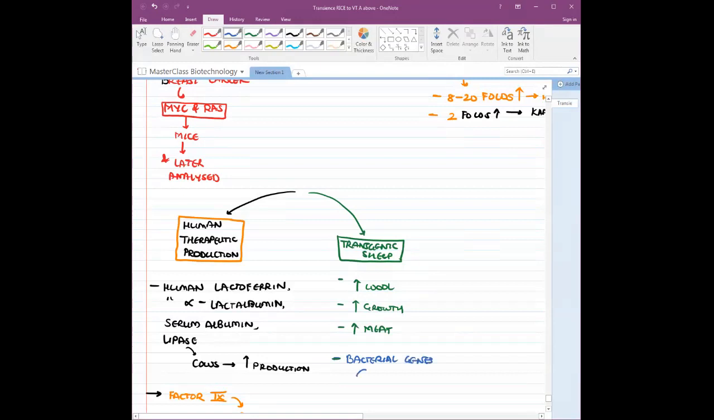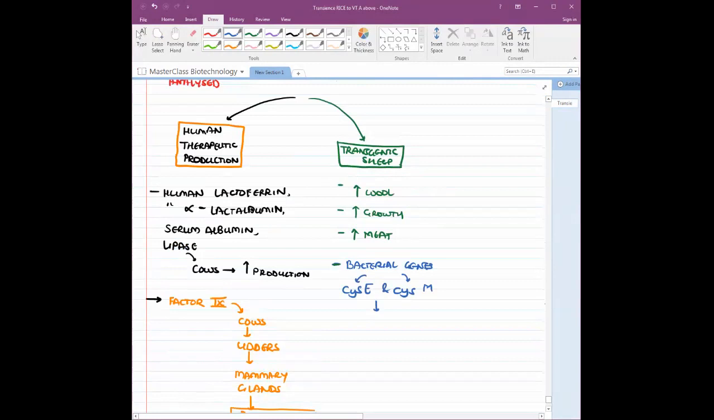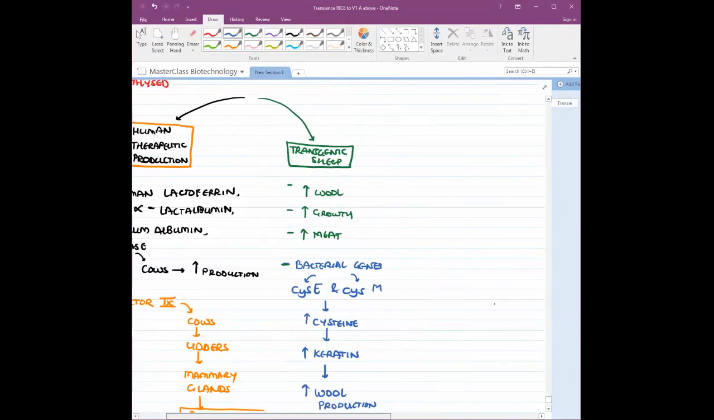Bacterial genes like cysE and the second one, cysM. So we have cysE and cysM. We take these genes, and they are going to help us in production of cysteine. Now, the moment you have increased amounts of cysteine, immediately you are going to have increased amounts of keratin. And guys, where is keratin found? It is found in your hair. So in the case of sheep, this is going to result in increased wool production. That is transgenic sheep.